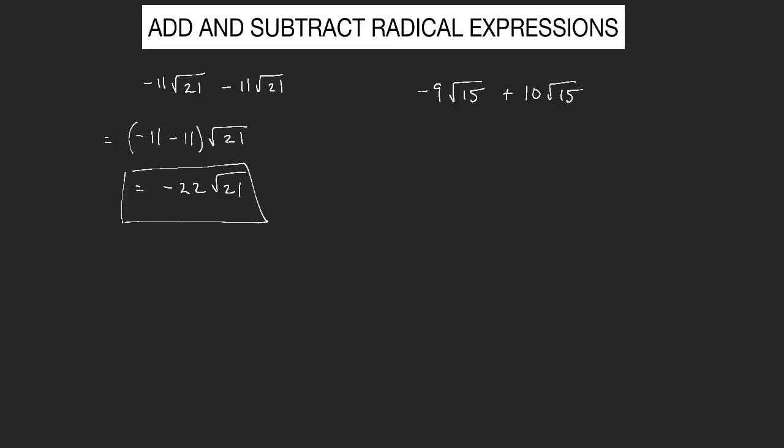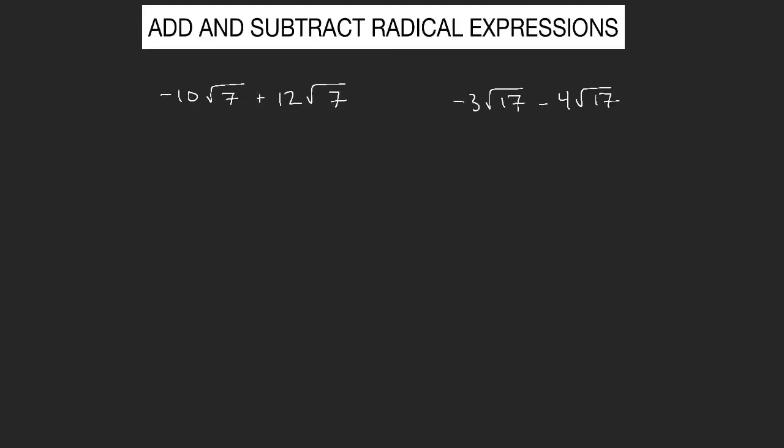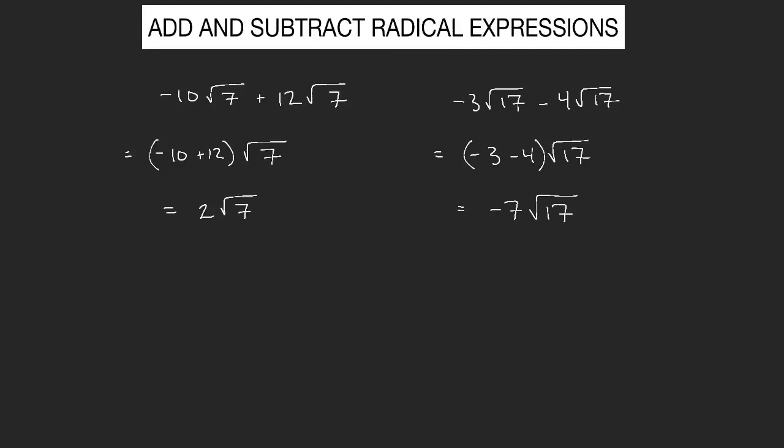Okay, negative 9 times root 15 plus 10 times root 15. So we could go ahead and say this is negative 9 plus 10 times root 15. It equals 1 times root 15, or just root 15. Okay, negative 10 times root 7 plus 12 times root 7. We see this goes along with our rules, so we're going to say negative 10 plus 12, parentheses, times root 7. Negative 10 plus 12 gives us a positive 2 root 7. Okay, negative 3 times root 17 minus 4 times root 17. So we're going to say negative 3 minus 4 times root 17. Negative 3 minus 4 gives us negative 7 root 17 is our answer.